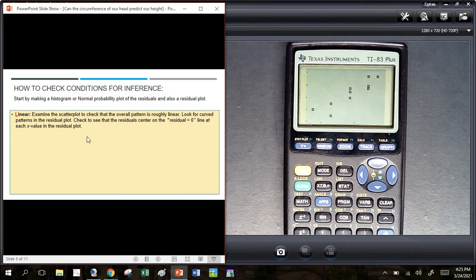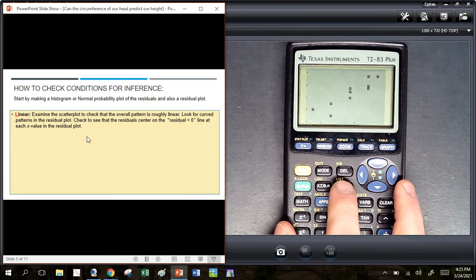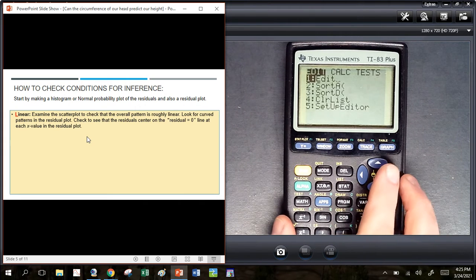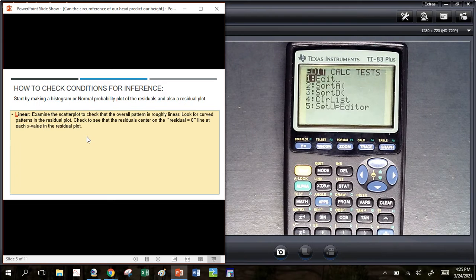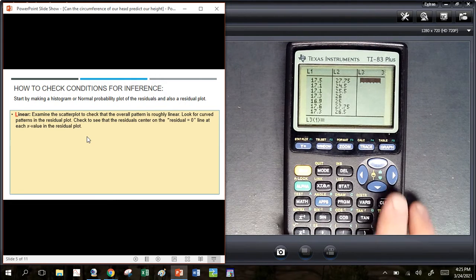So the first thing we want to do is calculate the residuals. So I'm going to go to Stat, and then Edit. And I'm going to go to L3, and highlight L3. And I'm going to ask the calculator to calculate the residuals for each of those values. Now remember, the residual is always the observed value minus what I would expect to get. So here's how we can do that.